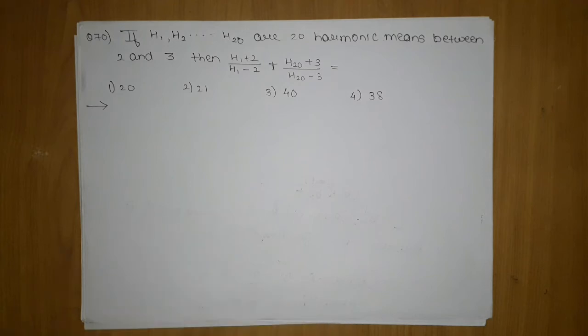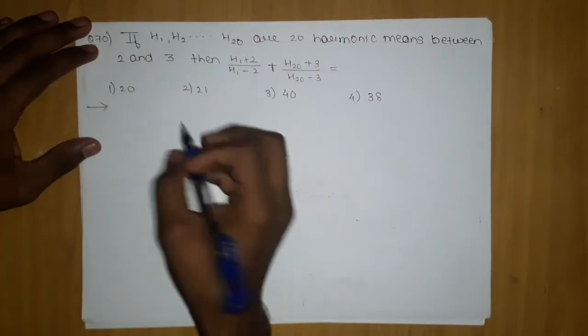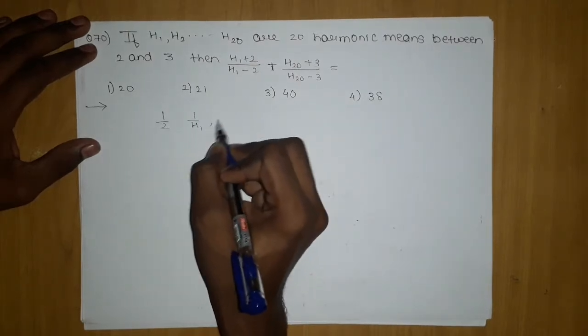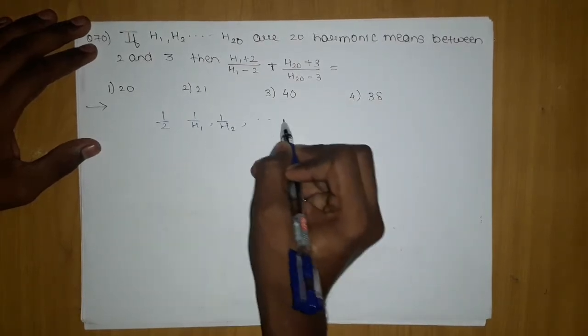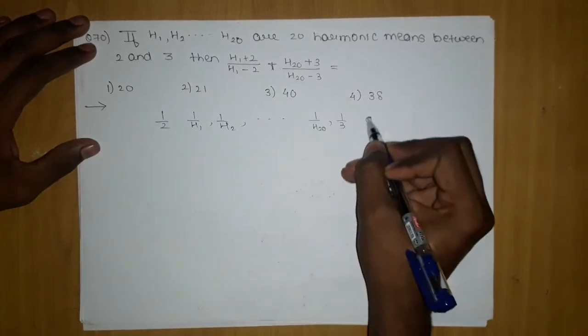The question says, if h1, h2 and so on till h20 are 20 harmonic means between 2 and 3, then h1 plus 2 upon h1 minus 2 plus h20 plus 3 upon h20 minus 3 is equal to what? 20, 21, 40 and 38. Four options are given. Now first thing is that I have 20 harmonic means. So 1 upon 2, 1 upon h1, 1 upon h2, 1 upon h20, 1 upon 3 are in AP.